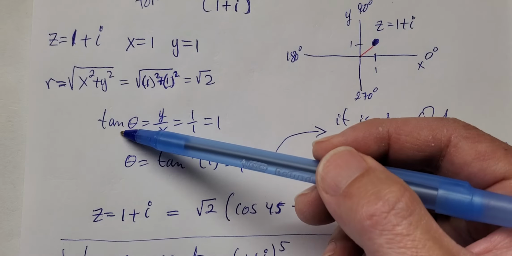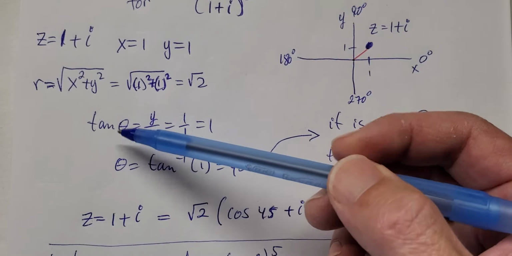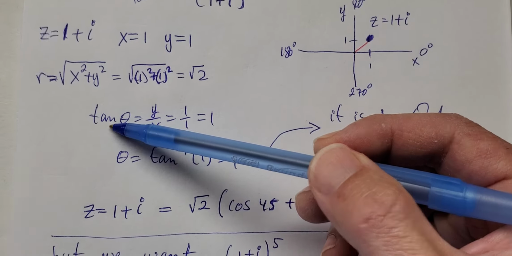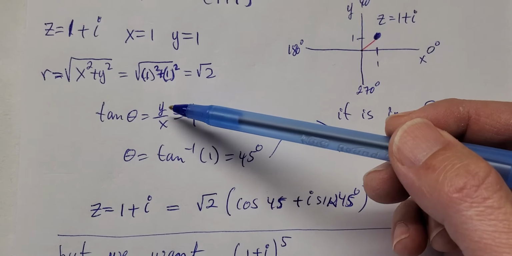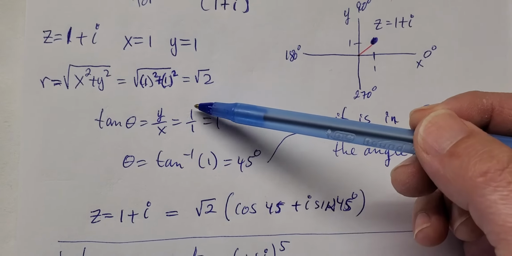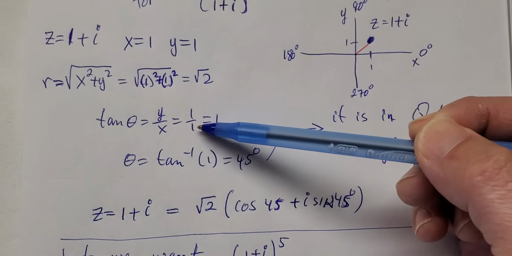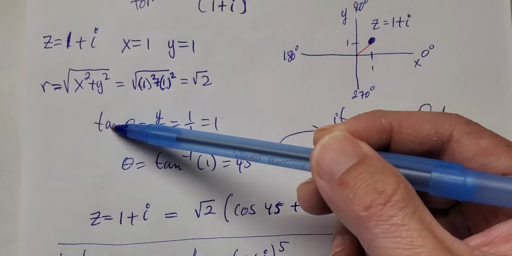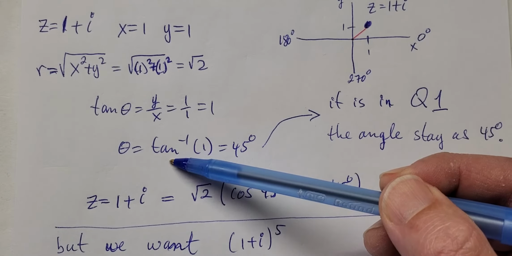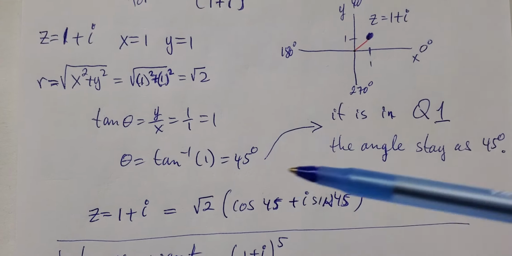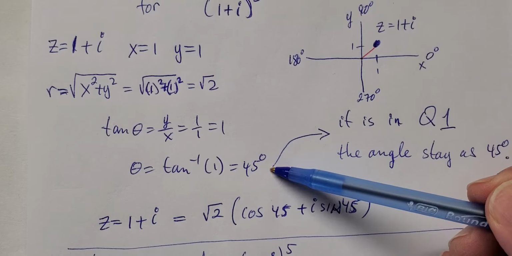To find the angle, it is always tangent. We know that tangent is y over x. Put y in, put x in: y is 1, x is 1, so 1 over 1 is just 1. Bring the tangent to the right side, so I have inverse tangent. The inverse tangent of 1 is 45 degrees.